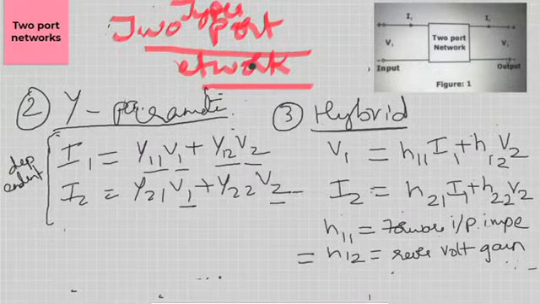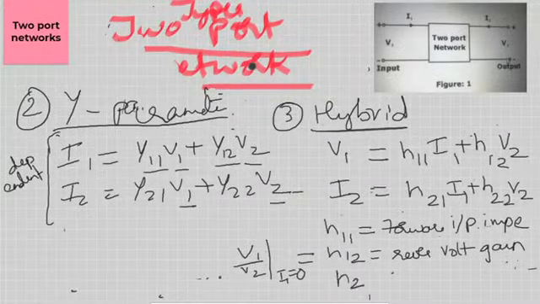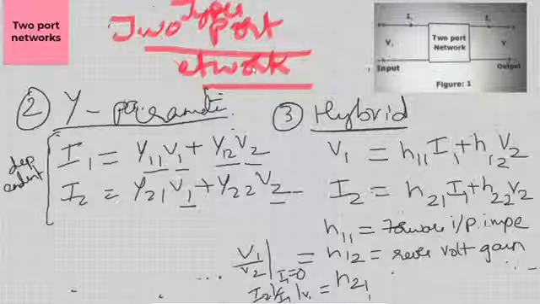H12 is V1 by V2 when I1 is equal to 0. To arrive at H12, I1 has to be 0. When you make it 0, your H12 will be V1 by V2 at I1 is equal to 0. This is reverse. Why? Because I1 is in the top, V2 is in the bottom, and this is a voltage gain. Similarly, H21 is your forward current gain. So H21 is equal to I2 by I1 at V2 is equal to 0.